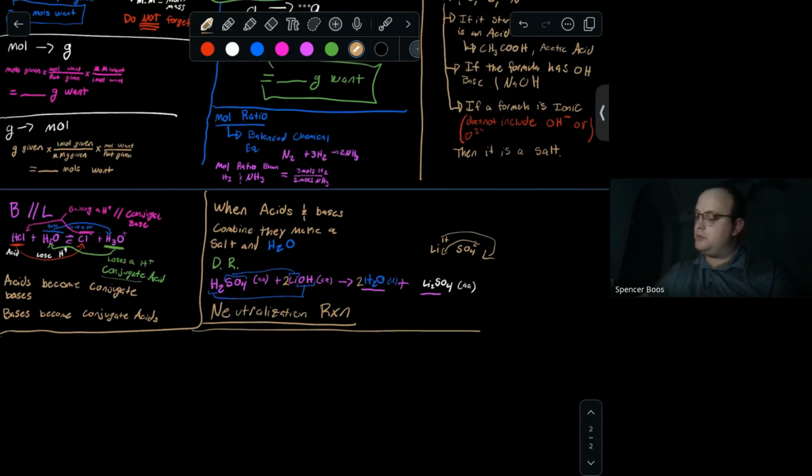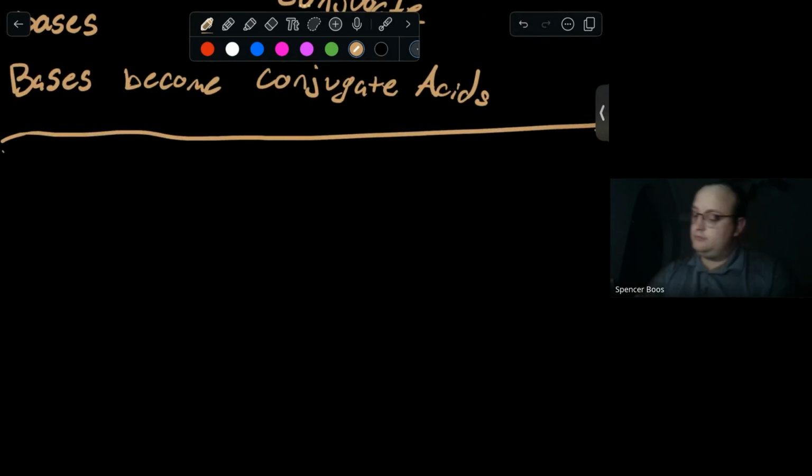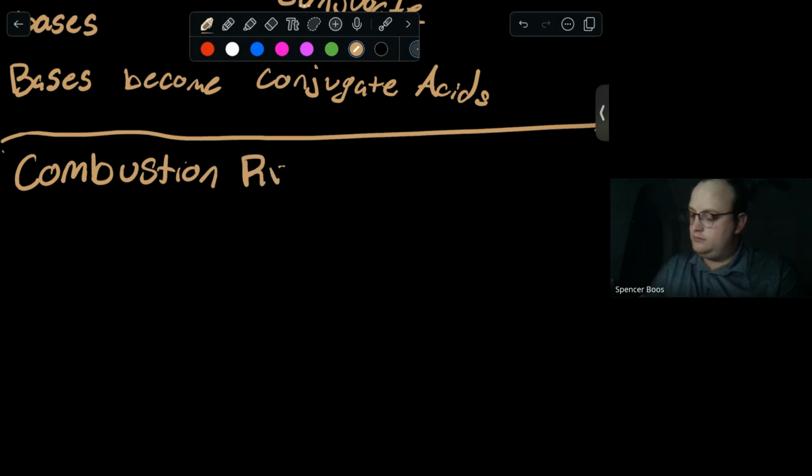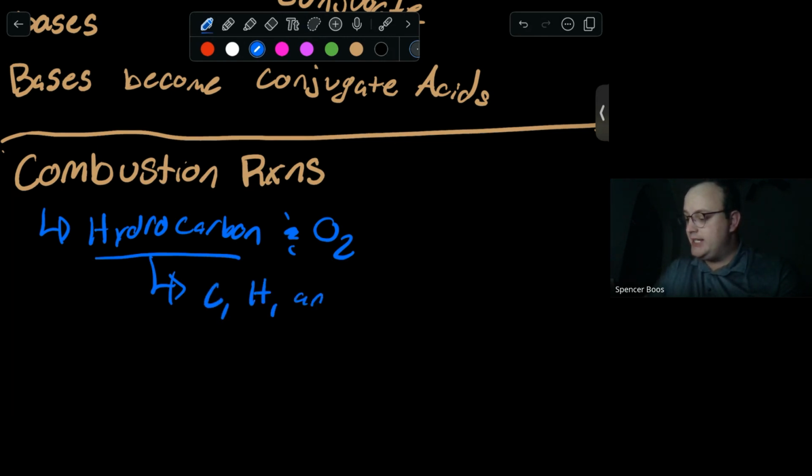For a combustion reaction, these always start off with a hydrocarbon and oxygen gas. For those of you who don't remember what a hydrocarbon is, this is a compound that contains carbon, hydrogen, and sometimes oxygen.